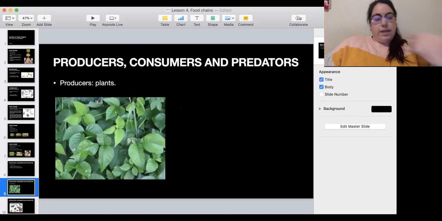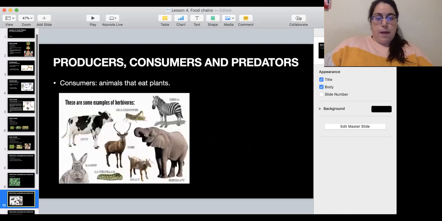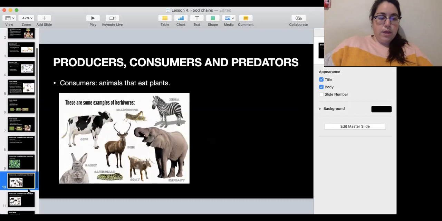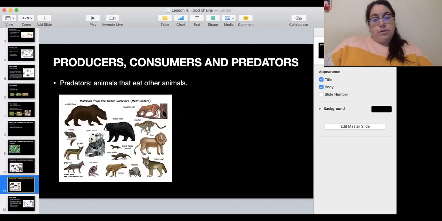Okay, so for example, I here give you a picture of plants, a producer. Here's a picture of some consumers or herbivores. Cows, you have deer, a goat, elephant, a zebra, a rabbit, a caterpillar, a grasshopper. And then predators, animals that eat other animals. Here I have a mountain lion, a cheetah, a lion, a wolf. What else is here? A bear.